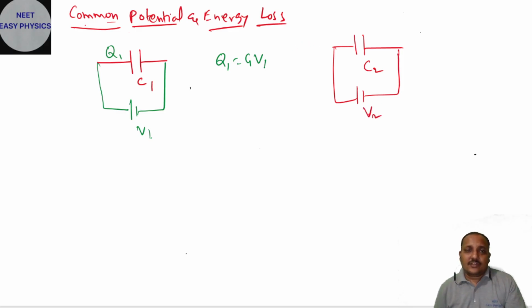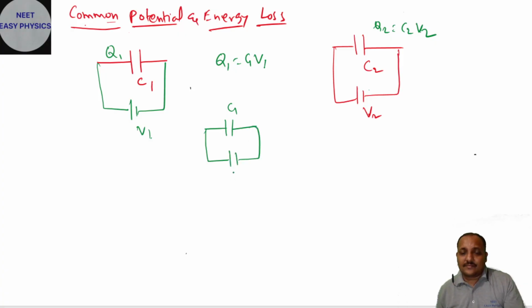What is the charge on this now? Q2 is equal to C2 V2. Now they will disconnect V1 and V2. Now these two capacitors, C1 and C2, are connected in parallel, with positive terminals to positive and negative terminals to negative.